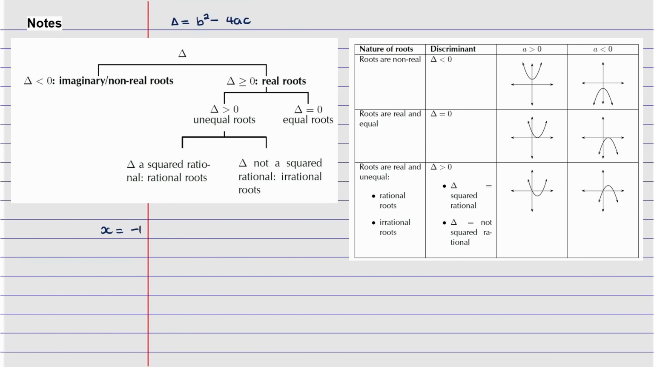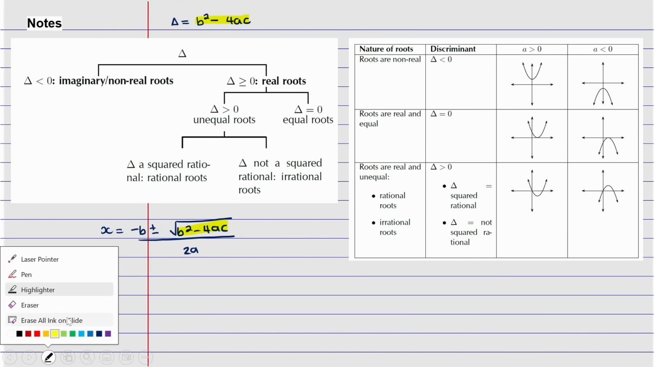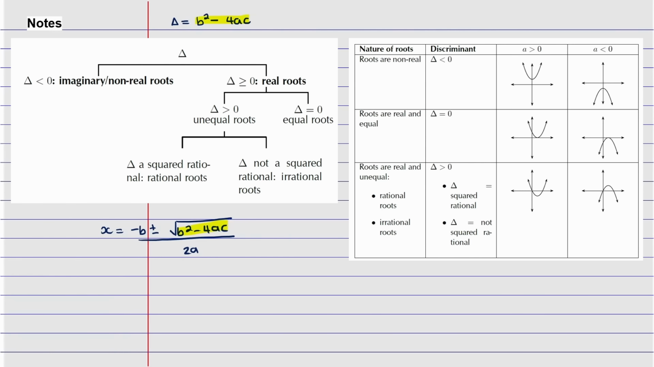We know that this is negative b plus or minus the square root of b squared minus 4ac, divided by 2a. Do you see that this triangle is actually from the quadratic formula? It's the same thing. So now we need to discuss what each thing means.